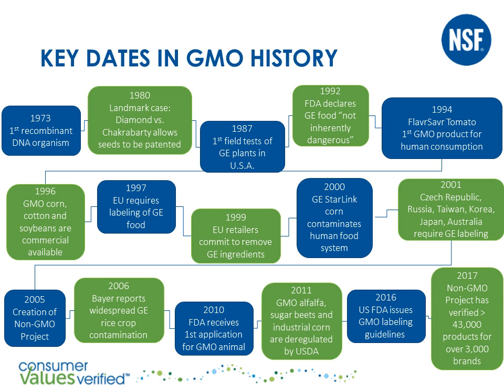So you can see a little history of the addition of commercially available crops. In '96 was corn and soybeans, 2011 alfalfa, sugar beets, and industrial corn. And as we know now, there's new ones coming in like the Arctic apple and potatoes. And right now in 2017, the Non-GMO Project has verified 43,000 products and over 3,000 brands.